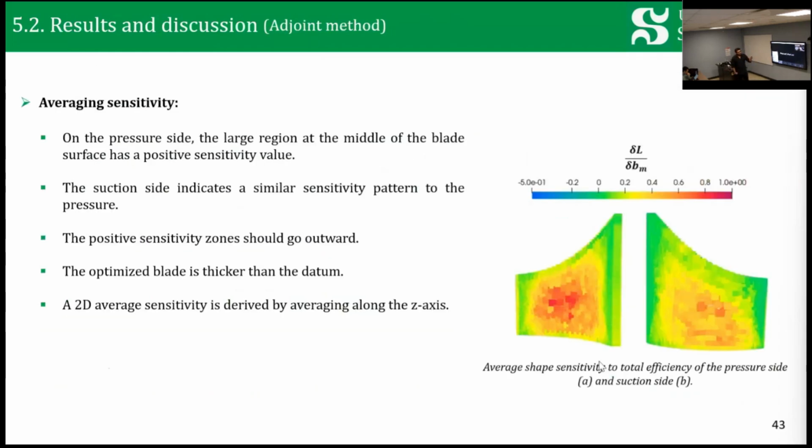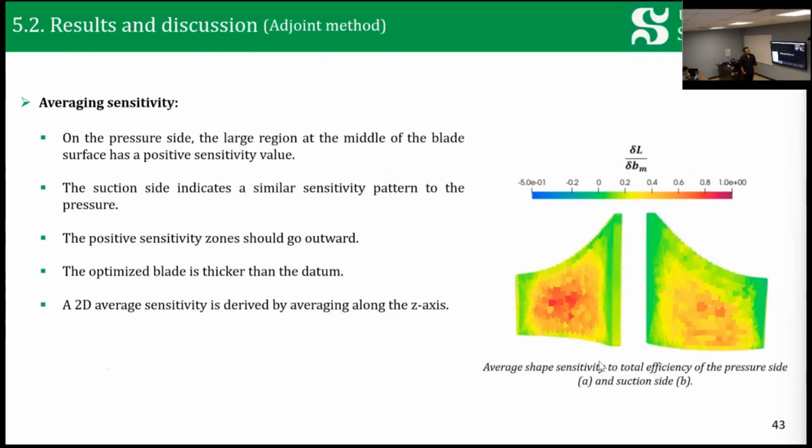So in order to average, we first need to use interpolation, because each blade has a structured and unique grid. After we choose one blade as a reference and map all the blades onto it, we can easily average the sensitivity.